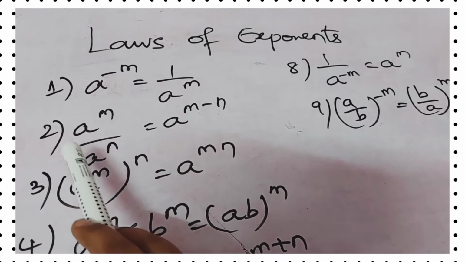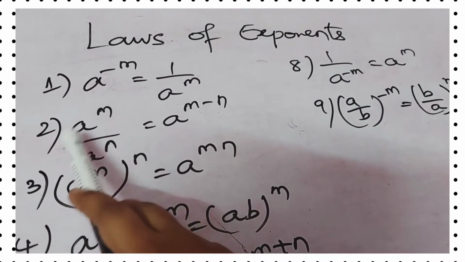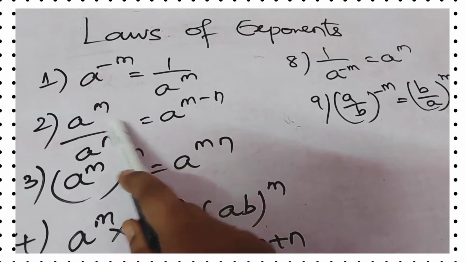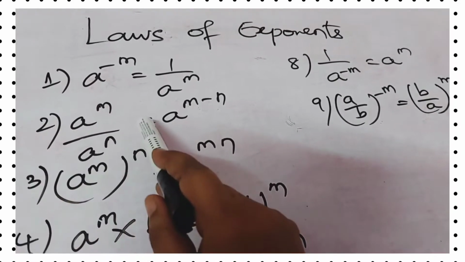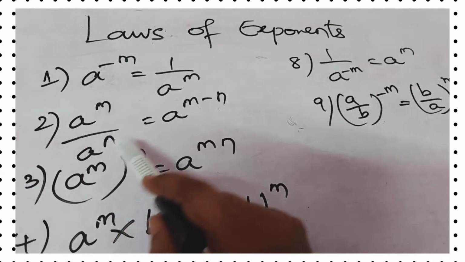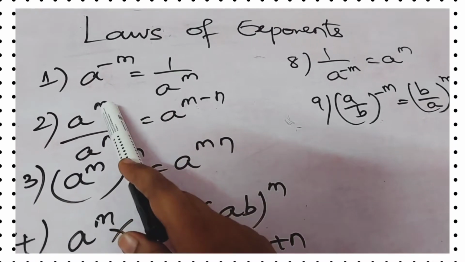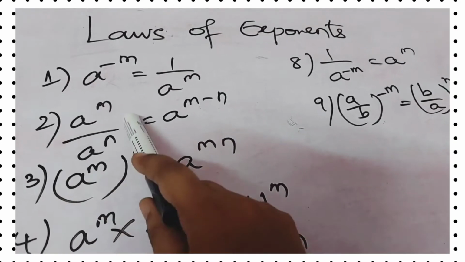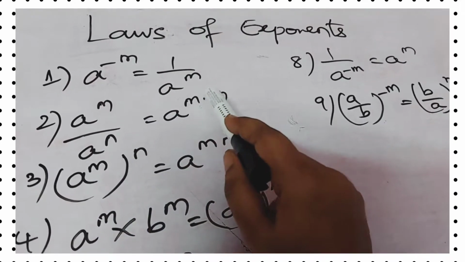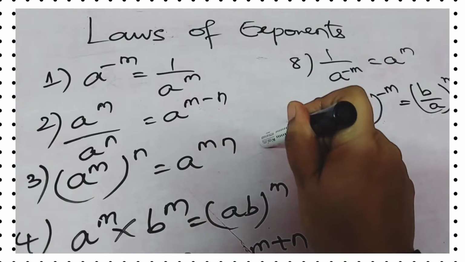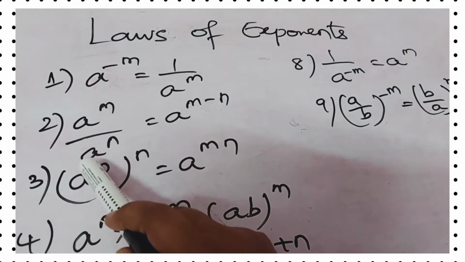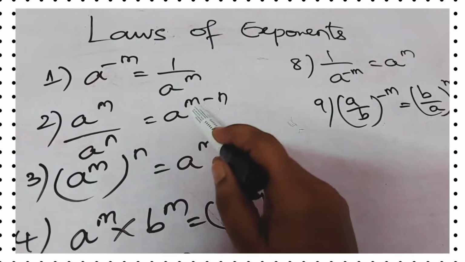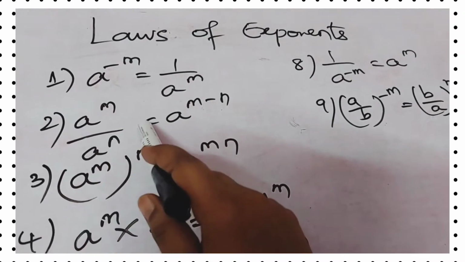Again, the second law is a to the power of m by a to the power of n. If by is there, if the base is same and by is there, you have to write a first, then you have to write the exponent as m minus n. If by is there, you have to take minus. You take this a and this a as common, and write the exponent as m minus n.